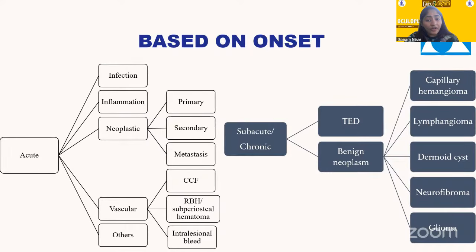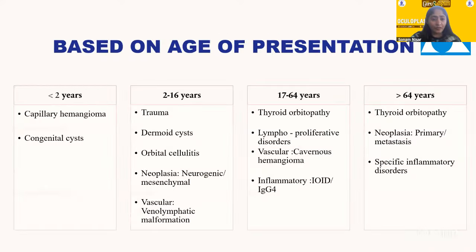You can have dermoid cyst, which is lying there for years together. You can have neurofibroma, you can have gliomas. And based on age also of the patient, like less than 2 years, more commonly we see either dermoid cysts, congenital cysts, we see capillary hemangiomas of infancy.